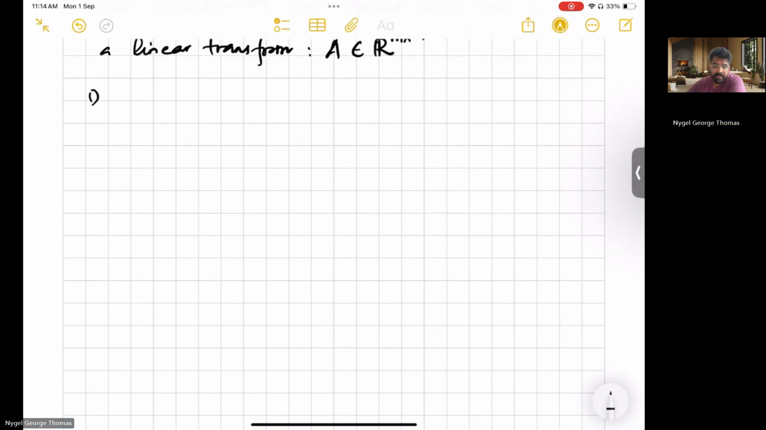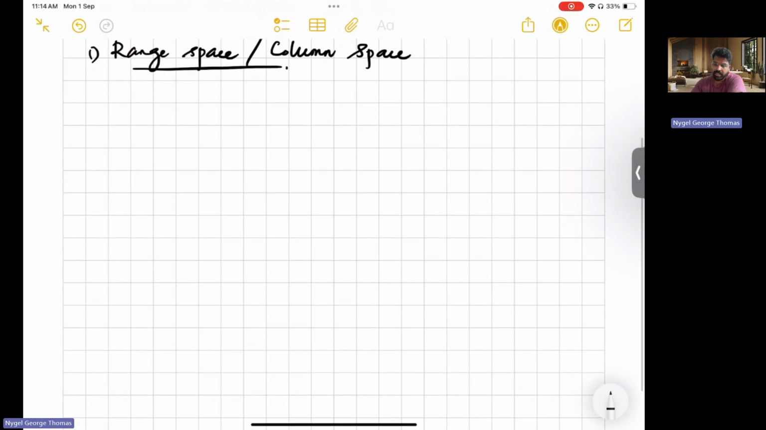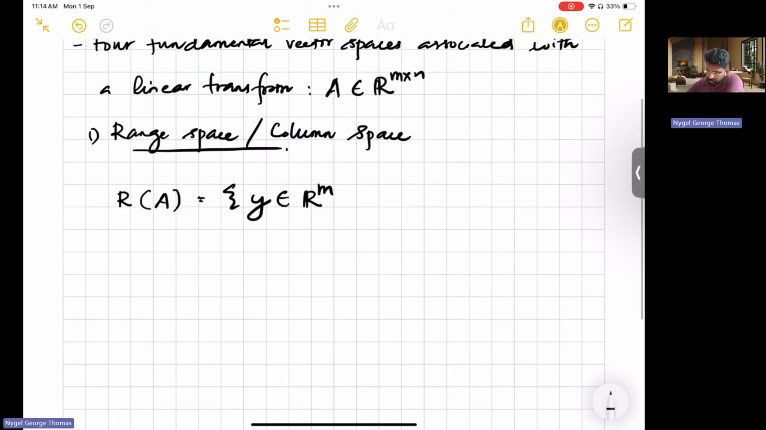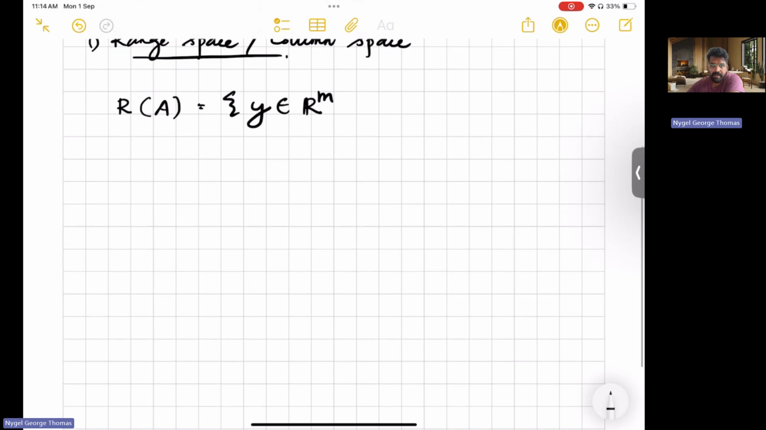First, the range space, or the column space. A part of this is actually obvious from the name, column space. So the range space of a matrix A is the set of all y's belonging to R^m. We've already defined matrix A to be R^(m×n). All y's such that y is equal to Ax, and x belongs to R^n.